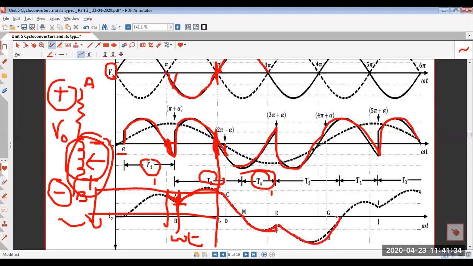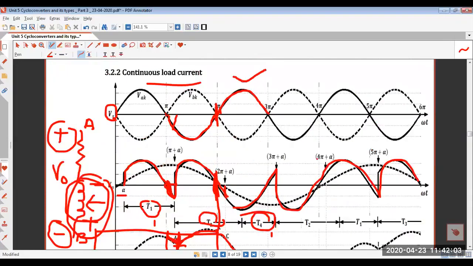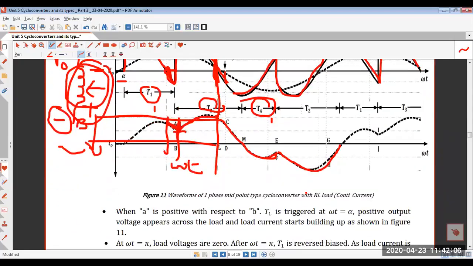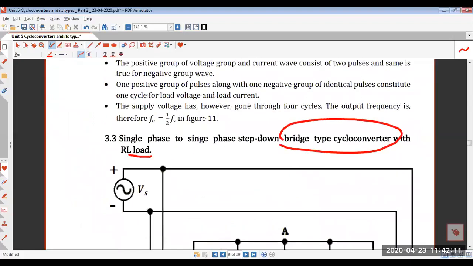So in this way, because of the inductance only, because of its low value and high value, we will get either continuous or discontinuous load current. This waveform which is shown here belongs to the midpoint type cycloconverter. Now let us see the bridge type cycloconverter with RL load.